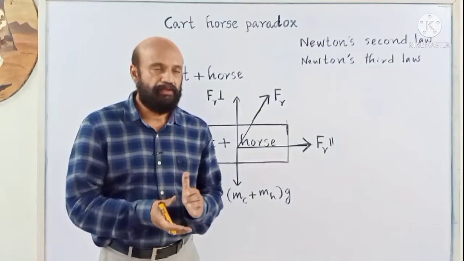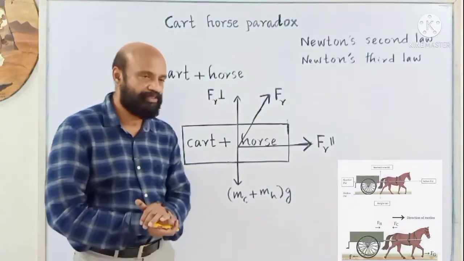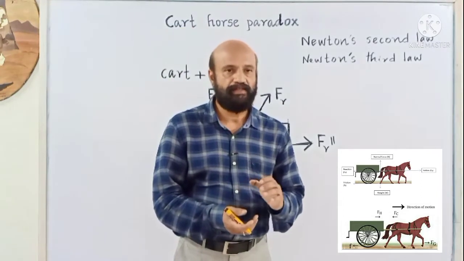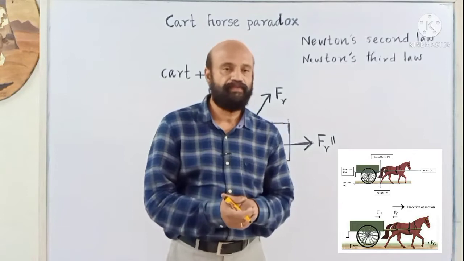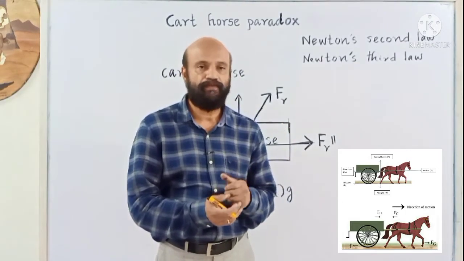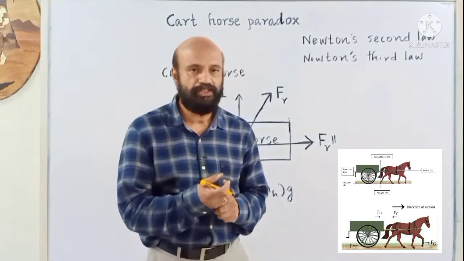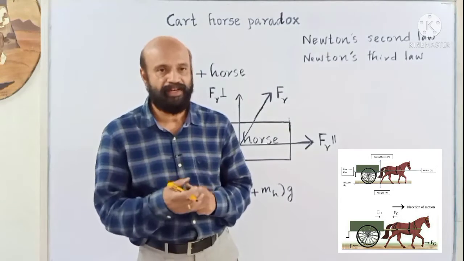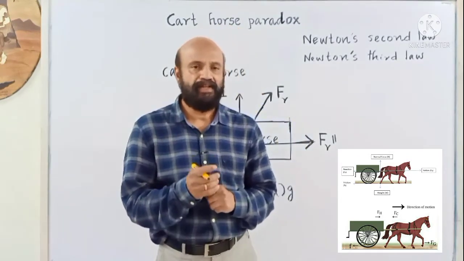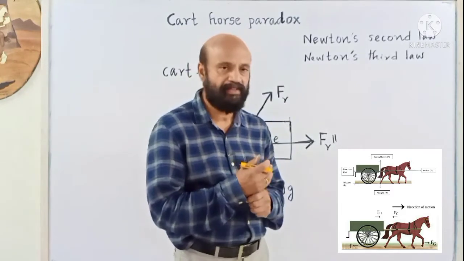In this video, let us see the cart-hose paradox. A hose is pulling the cart in the forward direction. Then, as per Newton's third law, for every action there is an equal and opposite reaction. So the cart is pulling the hose in the backward direction. Then many students ask: the net force is zero, so how can the cart be accelerated?